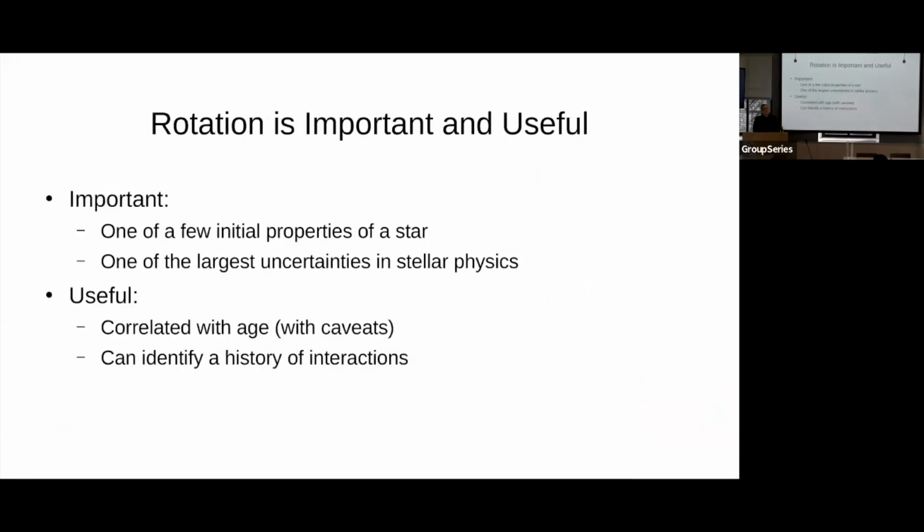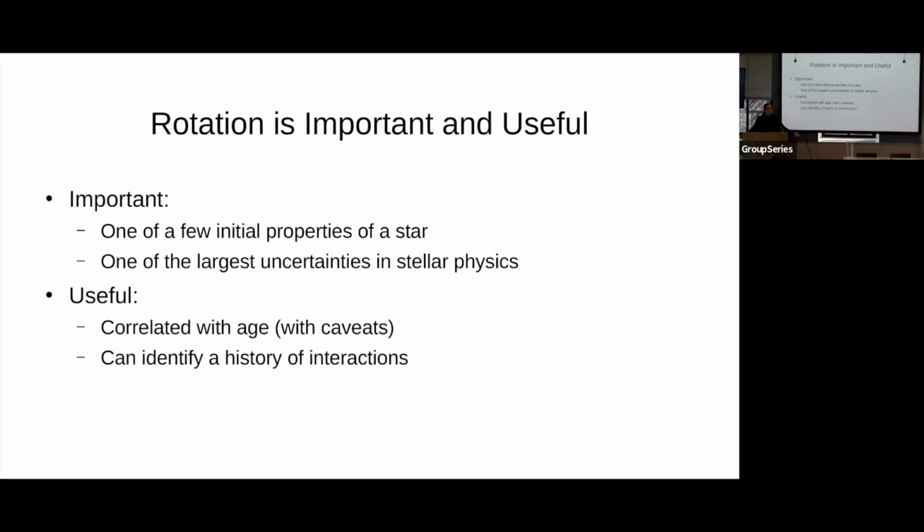And the reason I love talking about rotation so much is that rotation is both important and useful. It's important because rotation is one of the few actual properties of a star. When you model a star, you give it a mass, 1 solar mass, you give it a composition, maybe solar composition, and maybe you give it an initial rotation period. But from that point, pretty much everything else is physics.